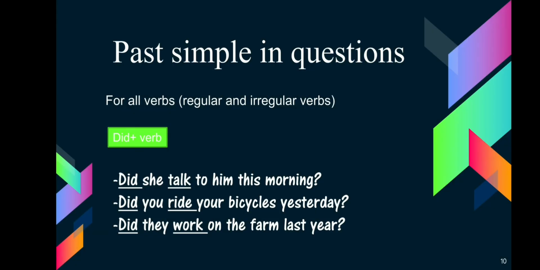Let's have a look at the past simple in questions. For all verbs, we use the auxiliary verb to do, but we need the past simple tense, which is did, and the infinitive form of the verb. For example, did you talk to him this morning? Did you ride your bicycles yesterday? Did they work on the farm last year?